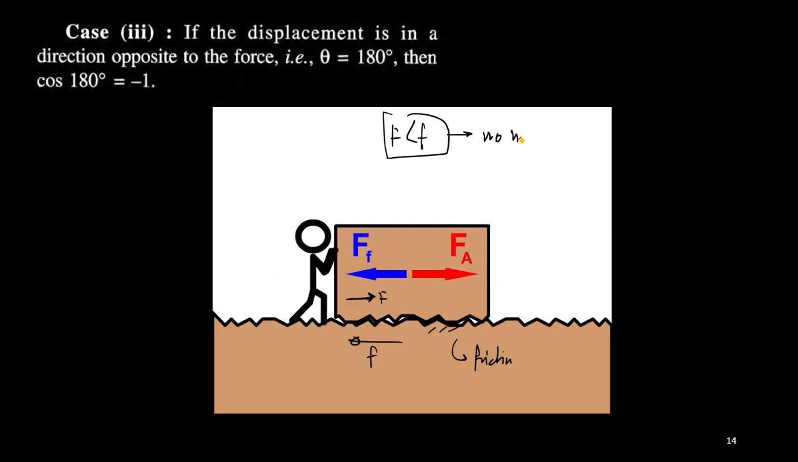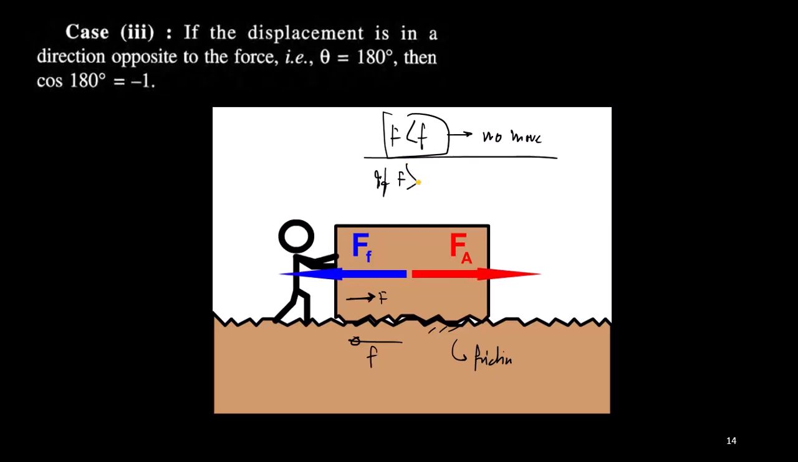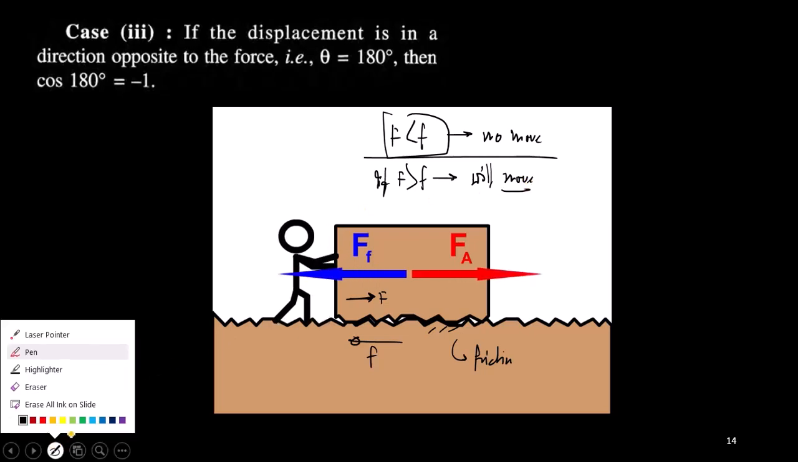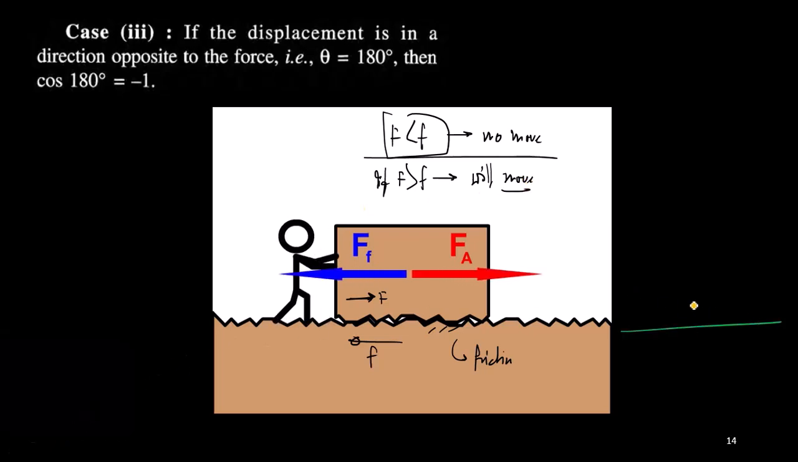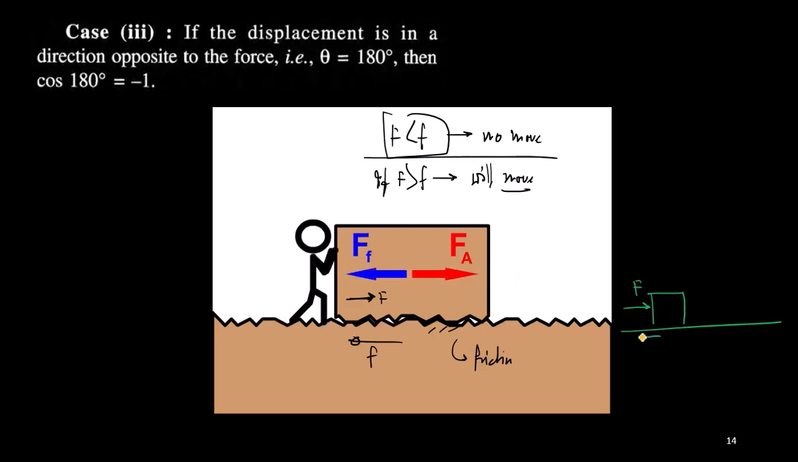No movement. So if I want to move the block, that means the applied force capital A should be greater than small a. If capital A is greater than small a, then the body will move. Once the body is moving, let us say the body is moving because we applied a force of capital A, which is greater than small a. Then the body will move in the forward direction. So let us say this is the direction in which the body is moving, the displacement.